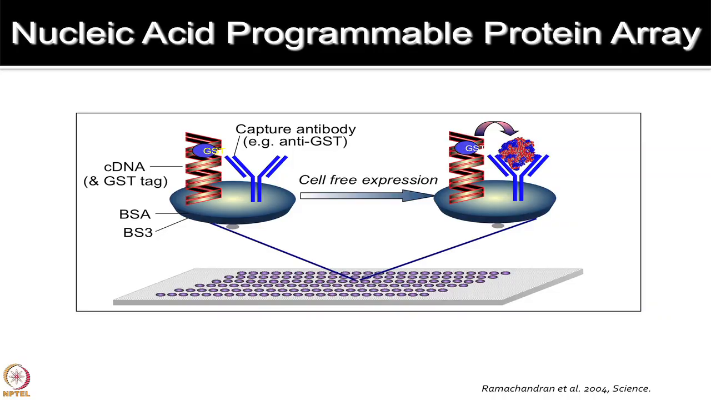After this, once you add the in vitro transcription translation mix, you are hoping that protein is going to be produced. As you can see now, the protein is produced, which has the GST tag, so it gets adhered to the capture antibody, which is the anti-GST capture antibody. This study was published in Science in 2004 and became a very interesting technology to do high throughput protein production directly on the chip using an in vitro transcription translation based method.